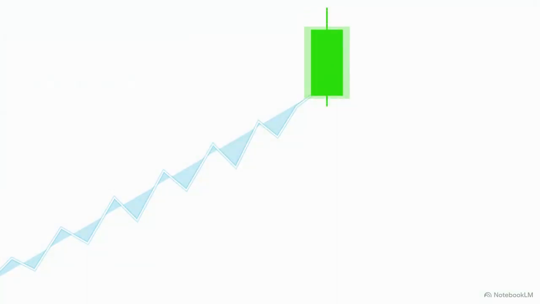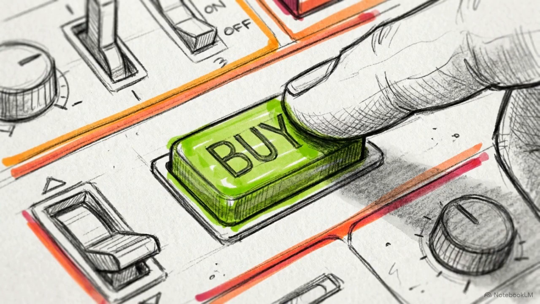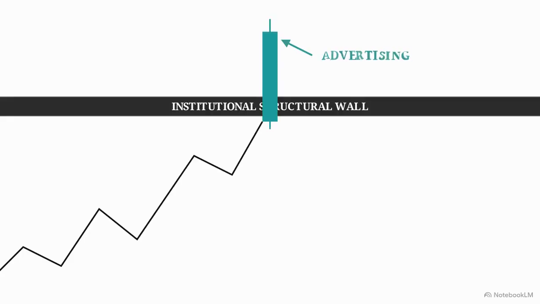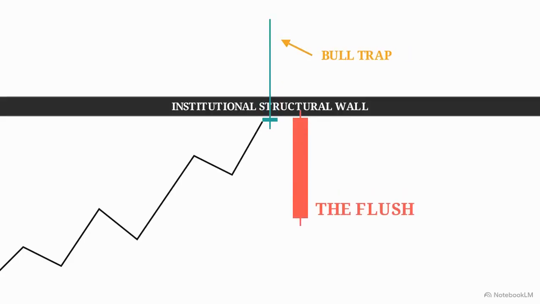Price approaches a known macro resistance line and pushes straight through it, printing a massive, aggressive green candle. The move looks undeniably strong. You wait for the breakout, you buy the strength, and then the structure fails. The breakout candle instantly wicks back, reverses direction, and traps you in a sudden, punishing flush.